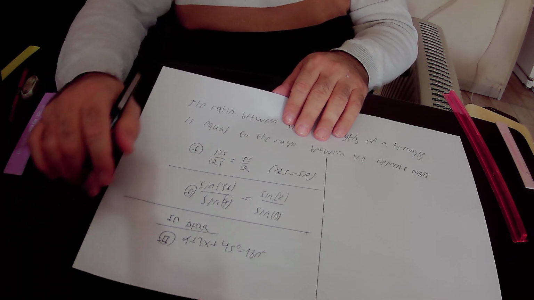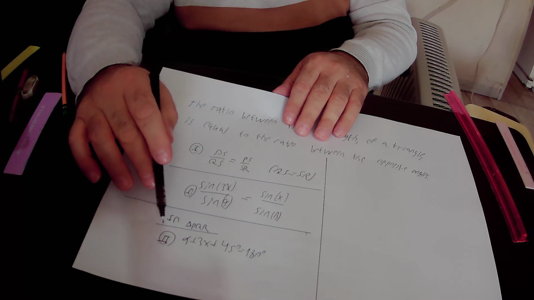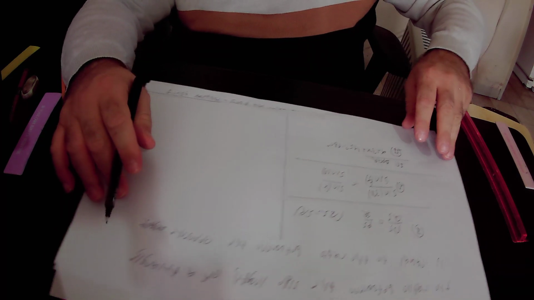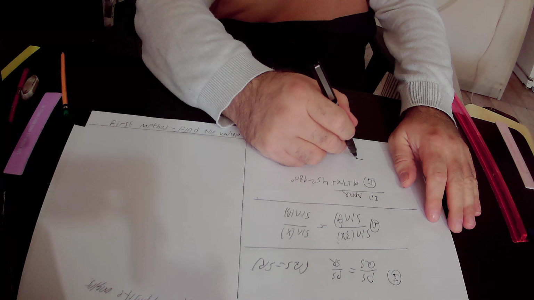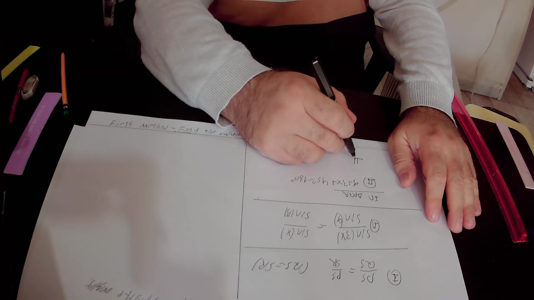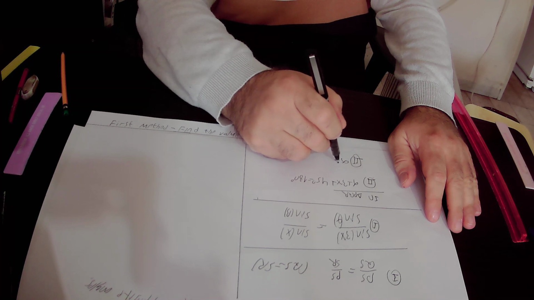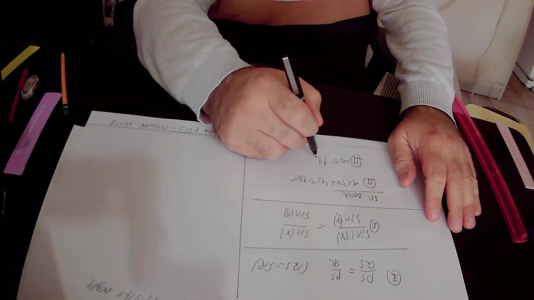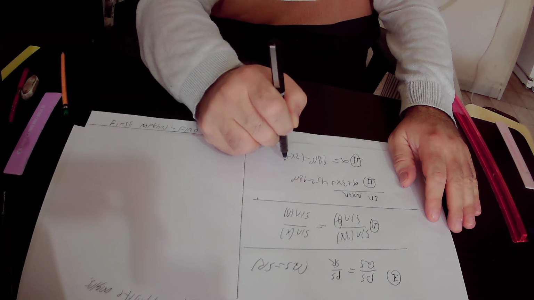Here we will subtract 3x and also 45 degrees from this equation number 2, and we will get that angle alpha equals 180 degrees minus 3x plus 45 degrees.